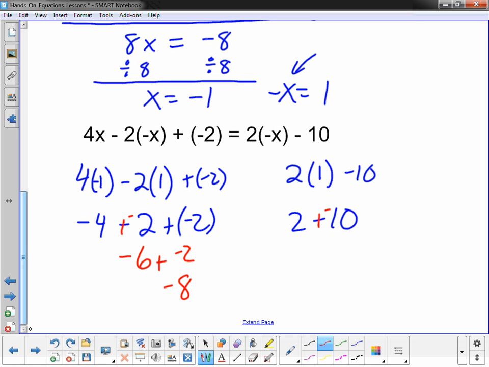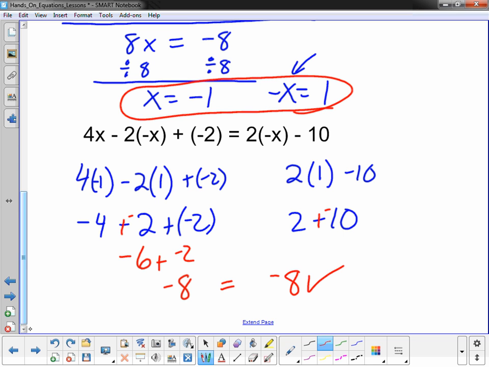Add a line, change the sign. Opposite sign, I'm going to subtract. 10 minus 2 is 8. Keep the sign of the larger, I get negative 8. That works out. So x is negative 1, and the opposite of x is a positive 1.